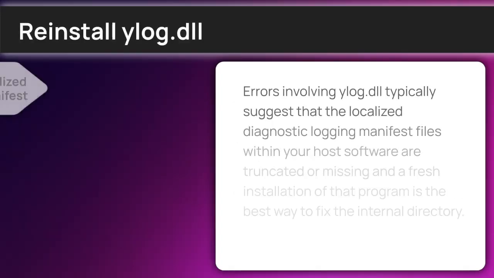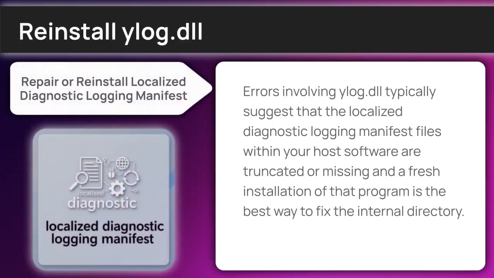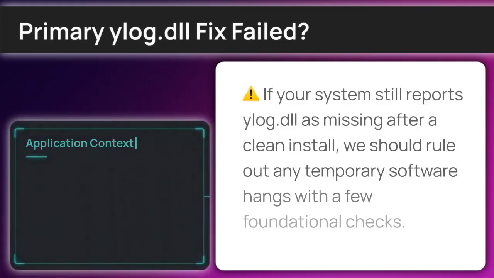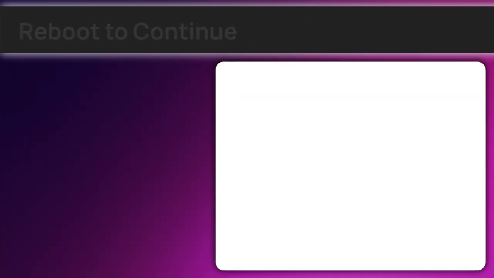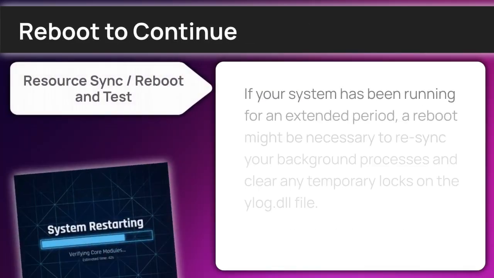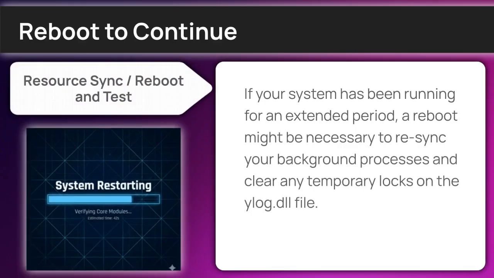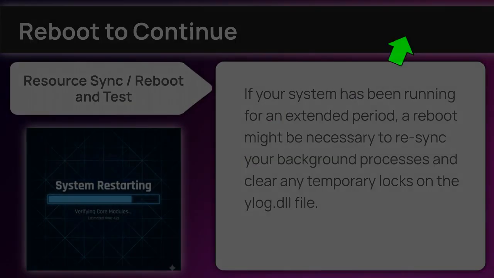Errors involving Ylog module DLL typically suggest that the localized diagnostic logging manifest files within your host software are truncated or missing, and a fresh installation of that program is the best way to fix the internal directory. If the setup package didn't provide a resolution, we need to look under the hood at how your system handles current session configurations. A standard restart allows the Windows bootloader to rescan your system directories and potentially recognize an unregistered Ylog module component.